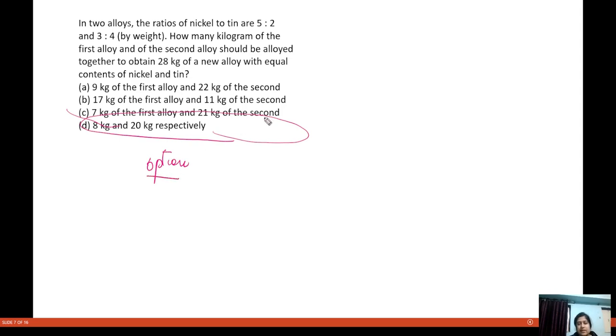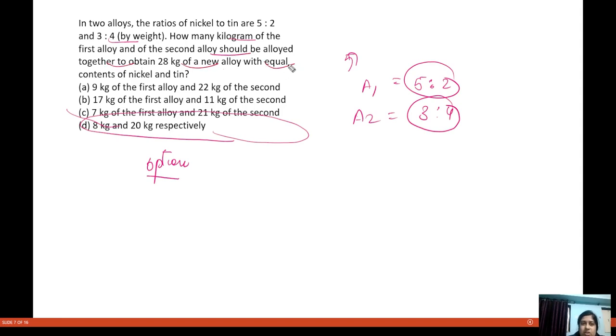See, understand the question once more. It is giving two alloys. In alloy 1, the ratio of nickel and tin is 5 is to 2. In alloy 2, the ratio of nickel and tin is 3 is to 4. Now it is asking how many kilograms of the first alloy and of the second alloy should be alloyed together to obtain 28 kg of new alloy.